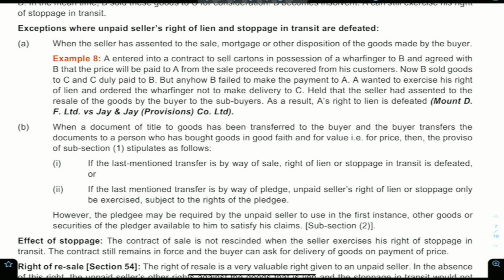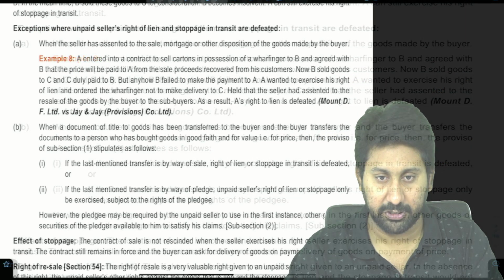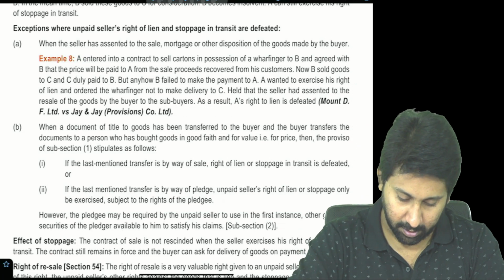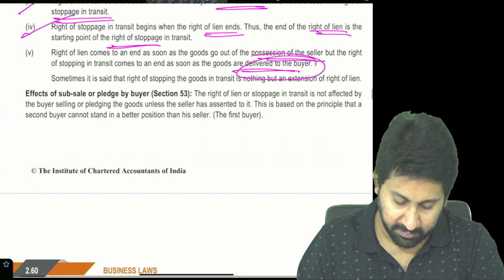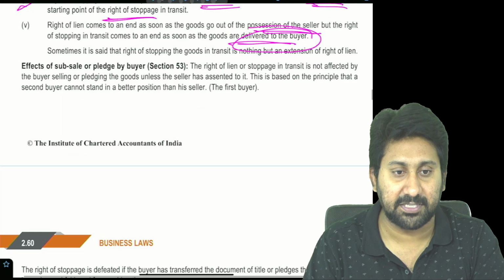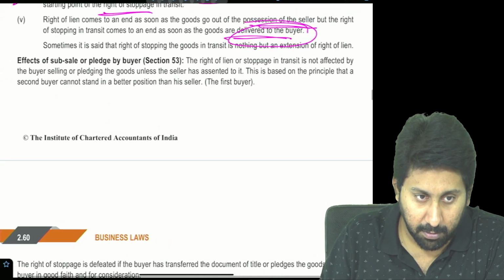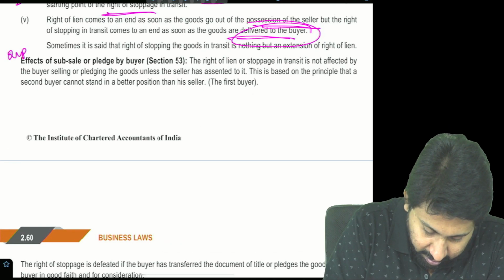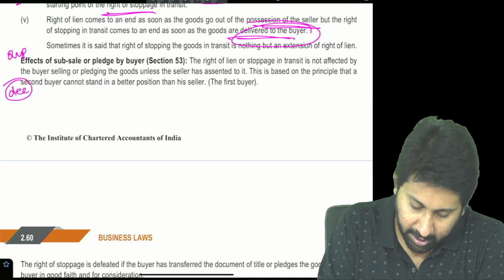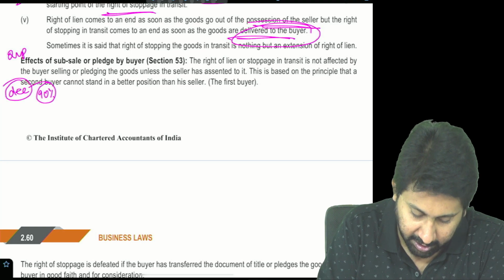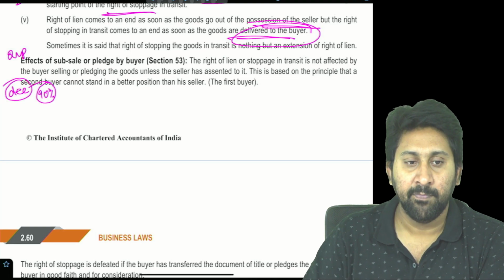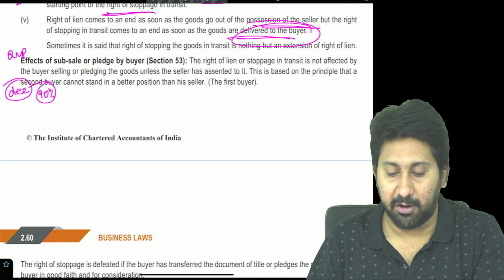So let's continue. Next one is effects of subsale or pledge by the buyer. Mark this important for December exams. 90% this question can come. Mark it very, very important for the exams.